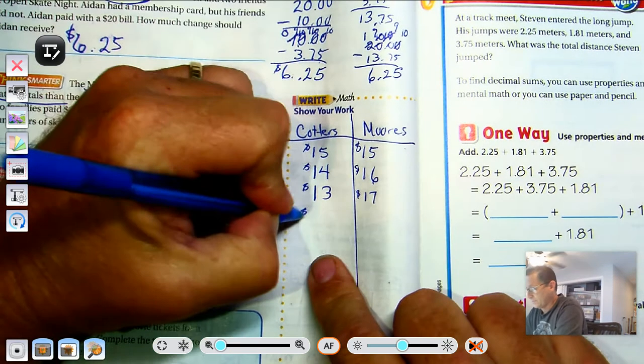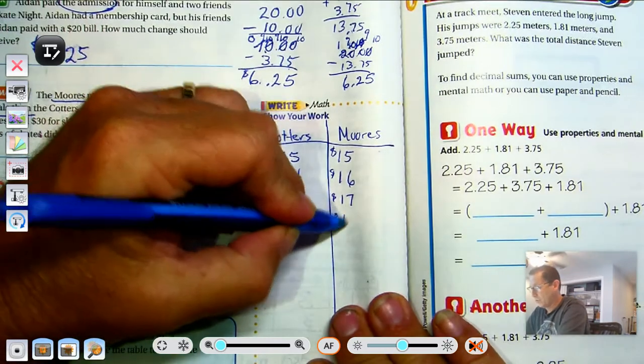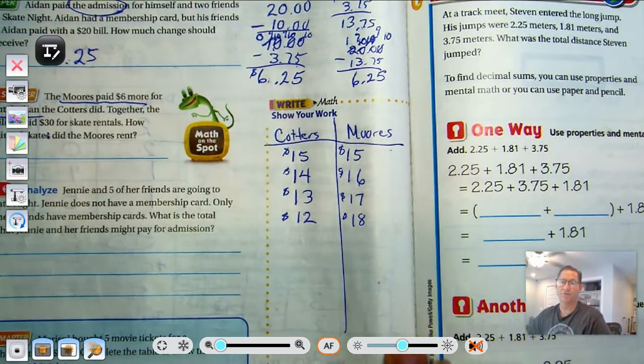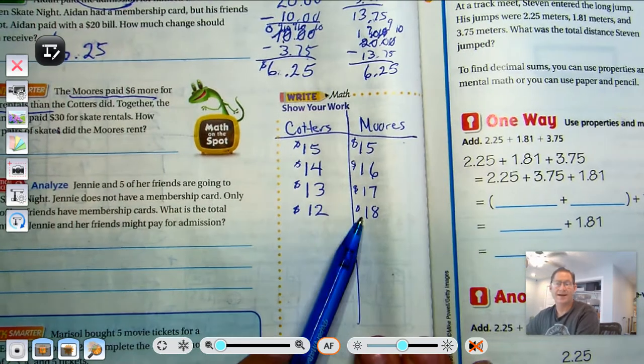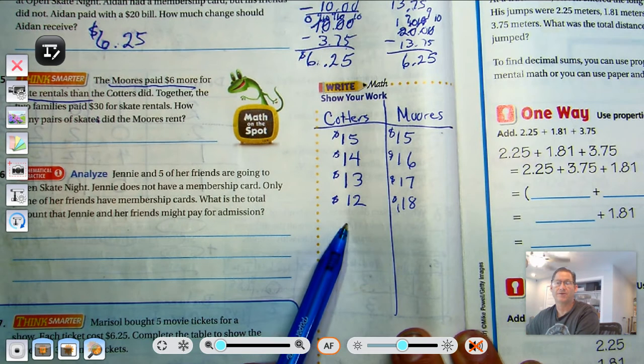Okay, so now take one more from them, 12, and the Moores have $18. Okay, that's still 30, and 18 take away 12 is 6. So there's our difference of $6. So the Moores paid $18 for their skate rentals, and the Cotters paid $12.